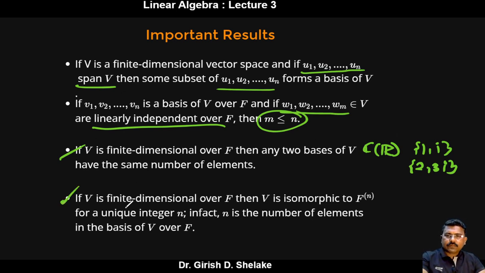And now the fourth one: if V is finite dimensional over F, then V is isomorphic to Fn for some unique integer n. In fact, this n is the number of elements in the basis of V over F.